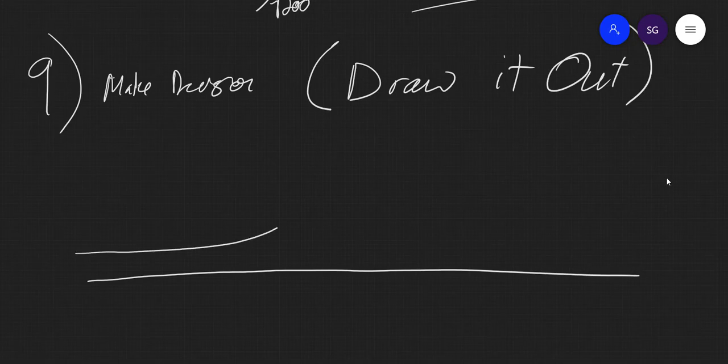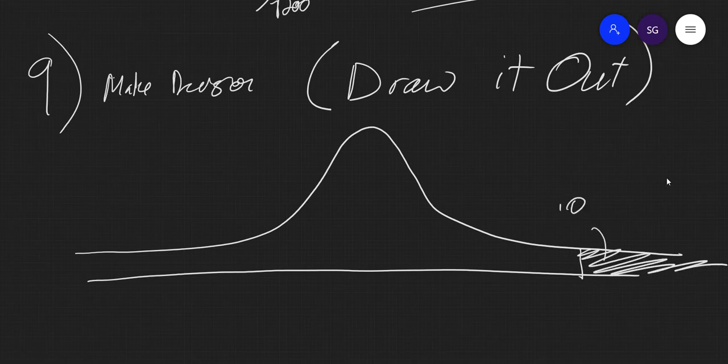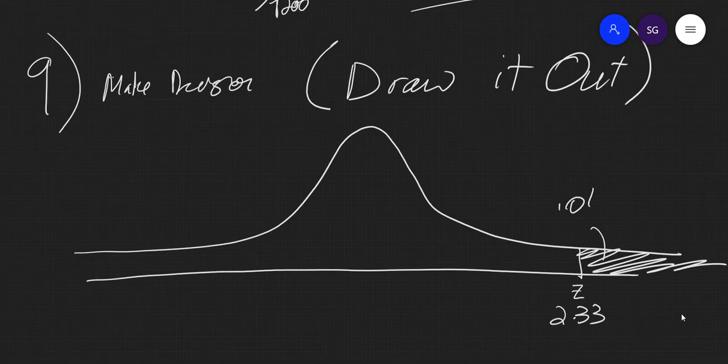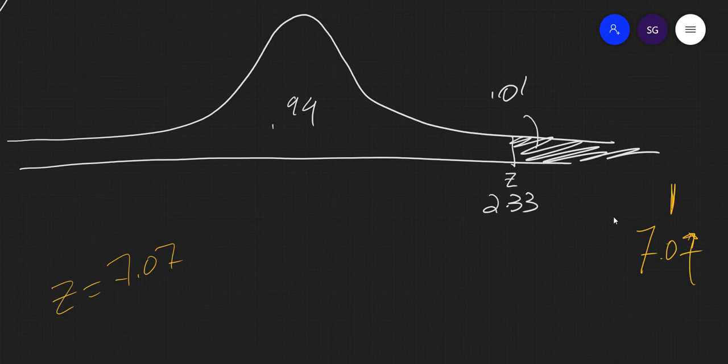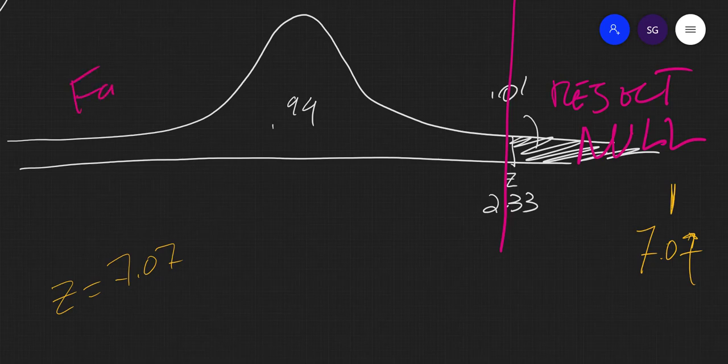Here is our normal distribution. It's actually modified because we have an X bar. I know that over here on the right-hand side, we have 0.01. My critical value Z here is 2.33. I have 99% under the curve on the left-hand side. My Z-stat is equal to 7.07, which is way over here somewhere, right? And I know that if I am on the right-hand side, I'm going to reject the null hypothesis. And over here, I'm going to fail to reject the null hypothesis, right?